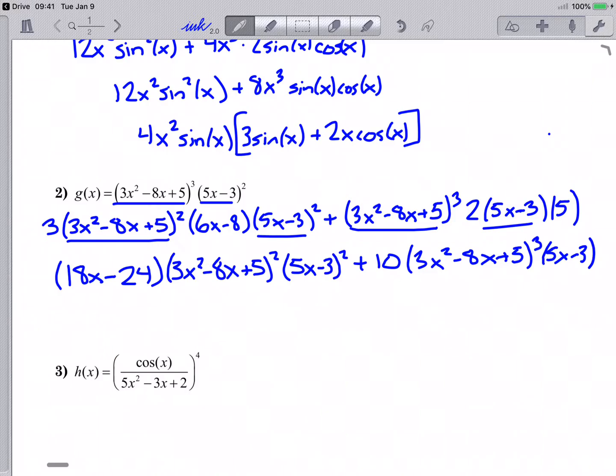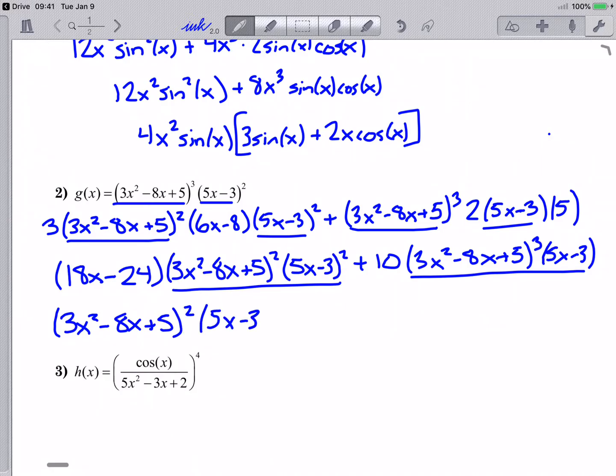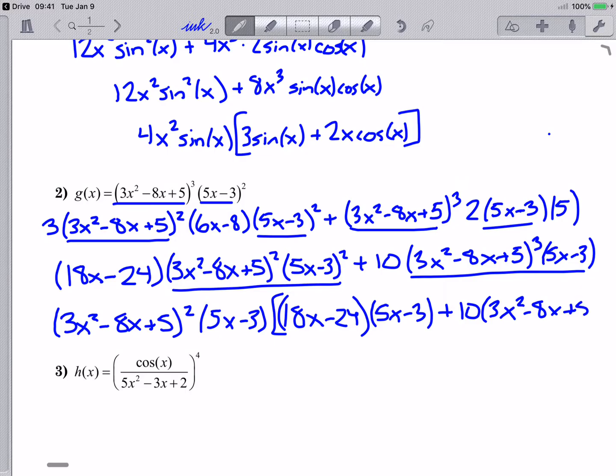And now I'm ready to factor. So again, I'm looking at these components. Smallest exponent on those is 2 and 1 respectively. So I can factor out 2 of these guys and 1 of the 5x minus 3's. Then I'm going to write a bracket. What's left, I've got the 18x minus 24, and I've got 1 extra 5x minus 3. Get to the next term, I've got a 10, and I've still got a 3x squared minus 8x and a plus 5.